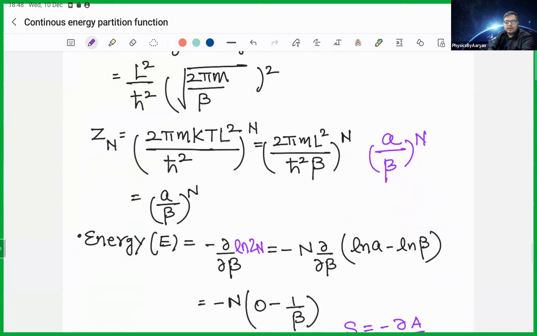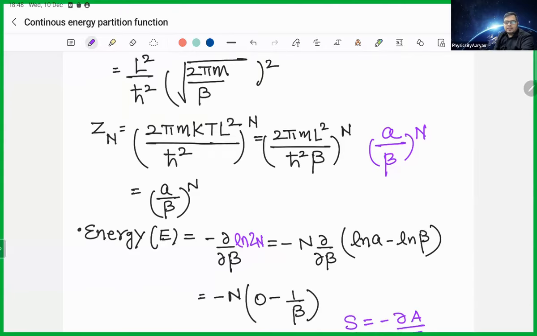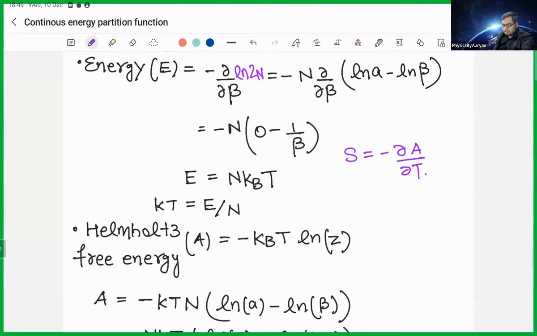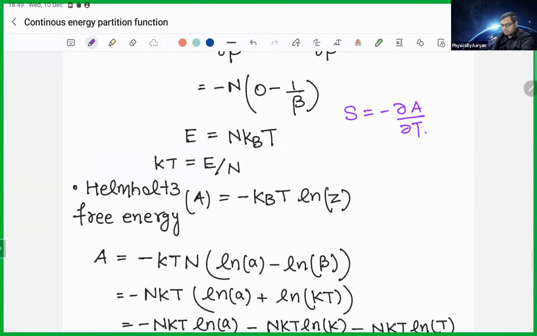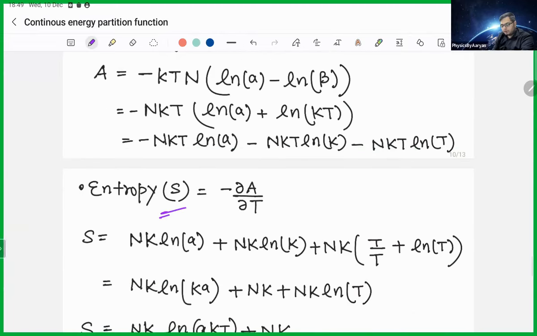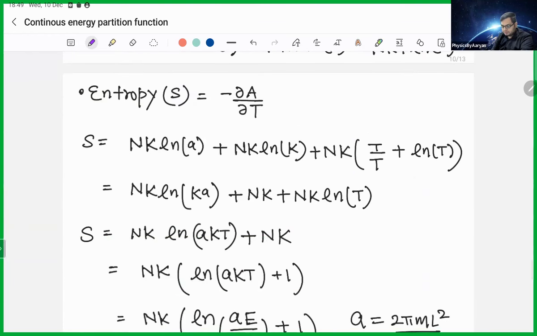So energy, you know, is minus curly by curly beta of log of z. And now you know the trick that you don't need to carry all the constants. Just call the constant A, and then your stuff will get easier. Once you know the energy, then the Helmholtz free energy is minus kBT into log of z. So then you find your Helmholtz free energy. And once your Helmholtz free energy is there, the final step is to find entropy. Entropy is minus curly A by curly T. So you take the differentiation of this, you get the answer.